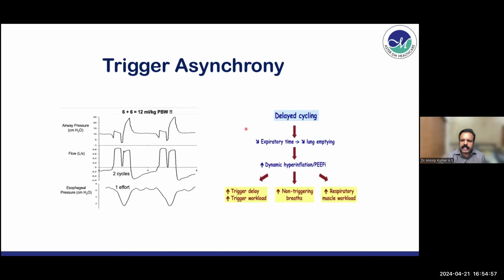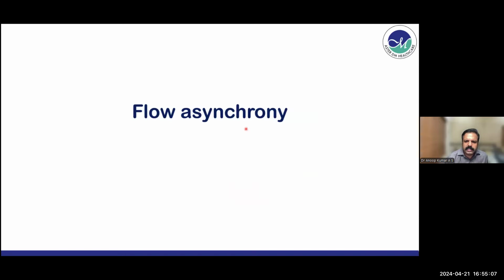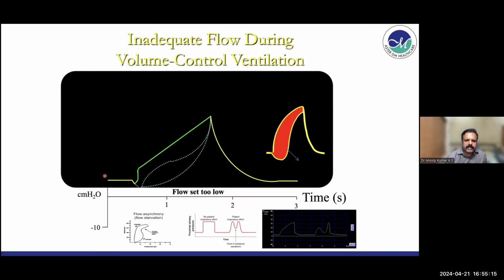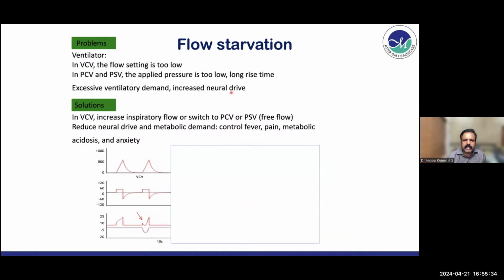The delayed cycling can also be because of trigger delay, trigger workload, etc. I'm not going into all these complicated things, but make sure what the problem with the trigger asynchrony is and why the trigger is happening. Sometimes even fluid inside the system can cause trigger asynchrony. For the flow asynchrony, see this curve, and if this initial part is showing something like this, that means there is no adequate flow. Here in the PV loop also, you can see this flow asynchrony or flow starvation. So you will have to adjust by increasing the flow, or in present day ventilators, adjusting the I:E ratio.